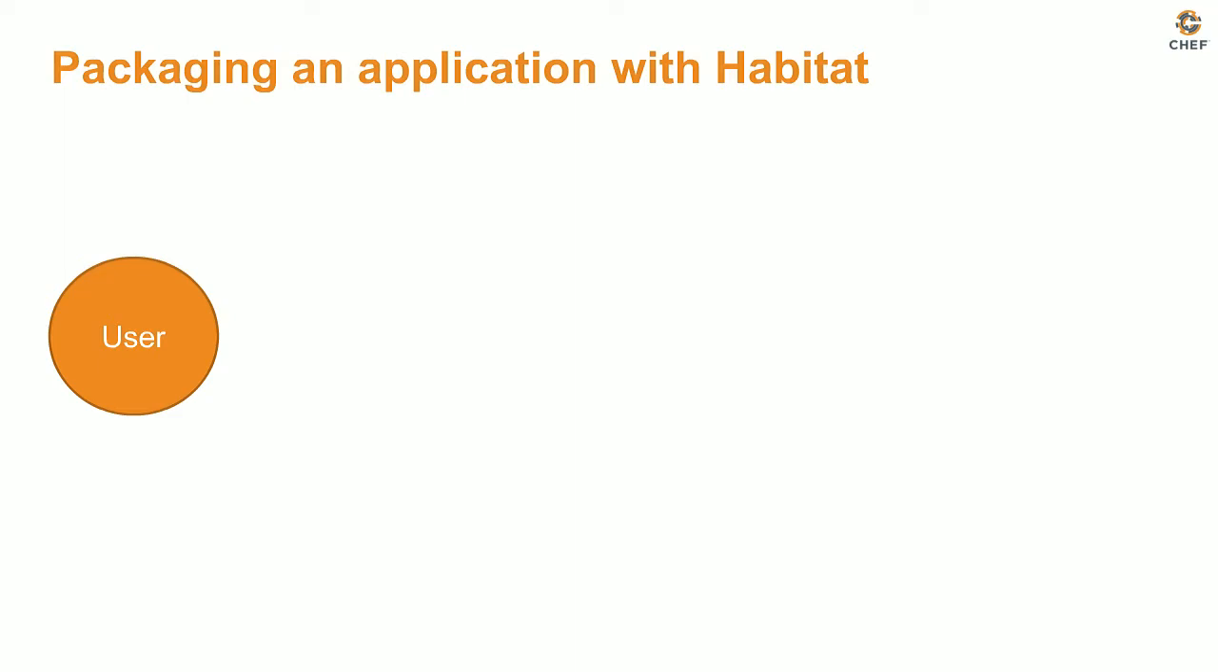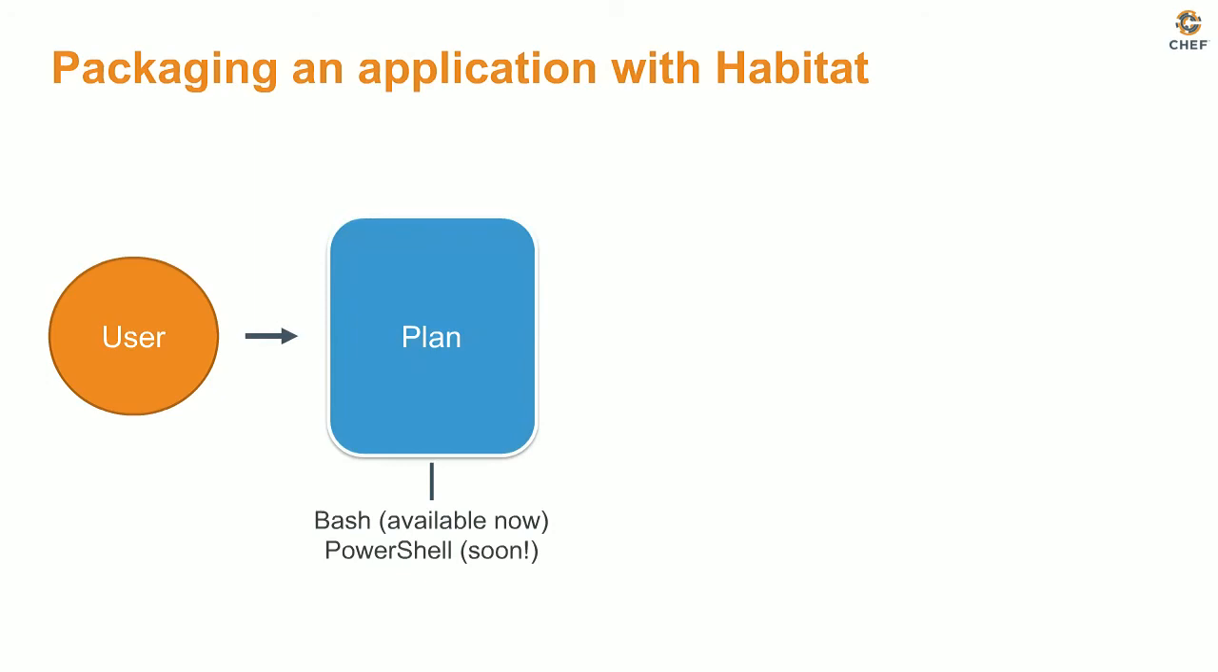This is you at your workstation. It doesn't matter whether it's Windows, Mac, Linux, Habitat works on all of those. And on your workstation, you write a plan. This contains everything needed to deploy your application and how to set it up when it's deployed and run it.